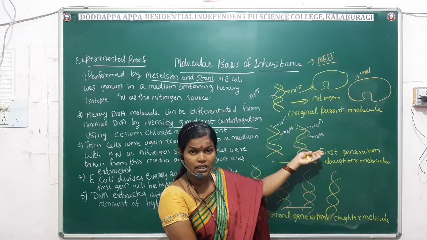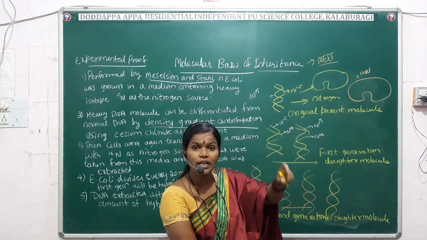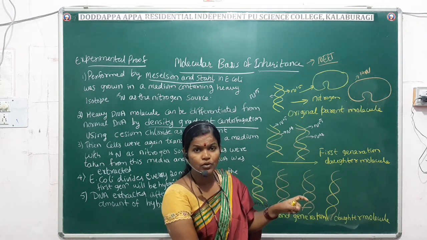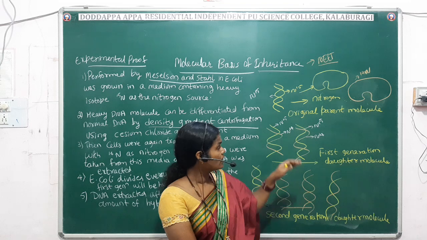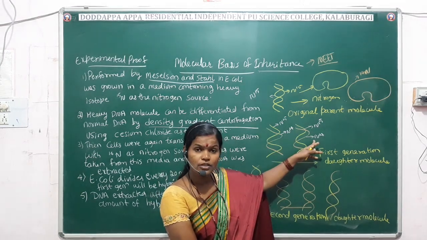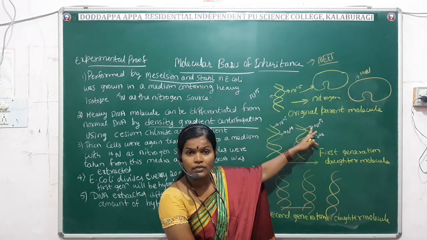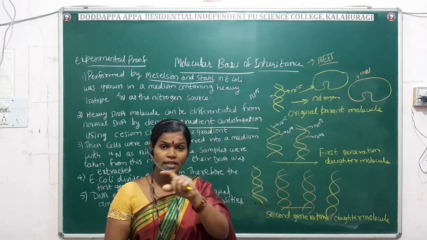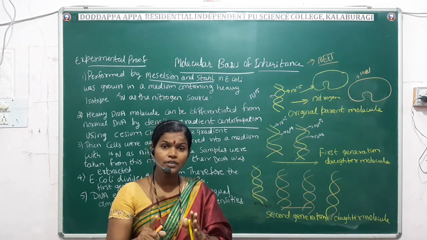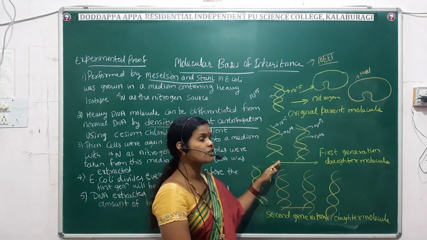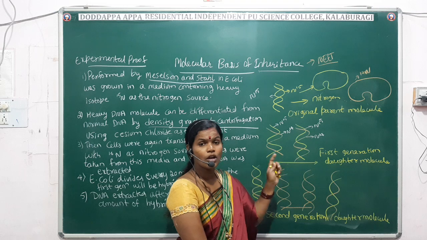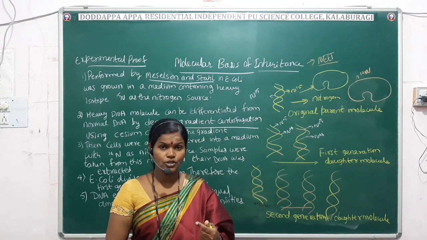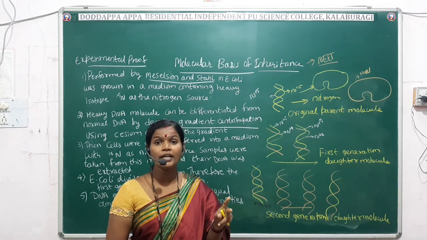Normal E. coli bacteria are once again grown in nitrogen containing radioactive isotope 14. Then those grown in radioactive isotope nitrogen 15 are transferred to a new culture media. After the transfer, what will the first generation DNA have? One strand of 14 nitrogen DNA and one strand of 15 nitrogen DNA. So that is called hybrid density.